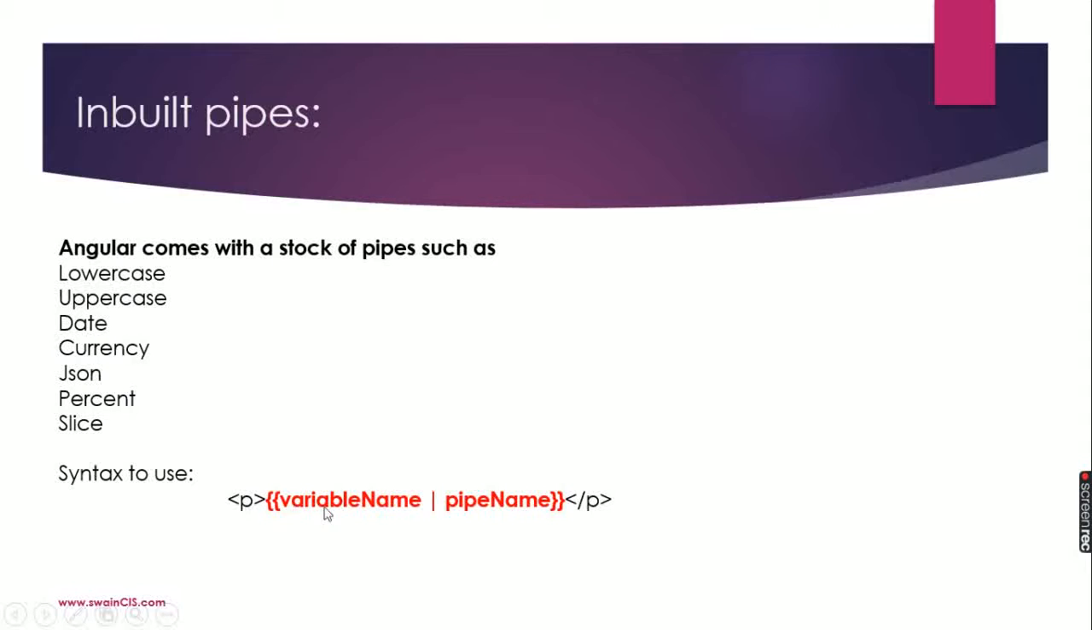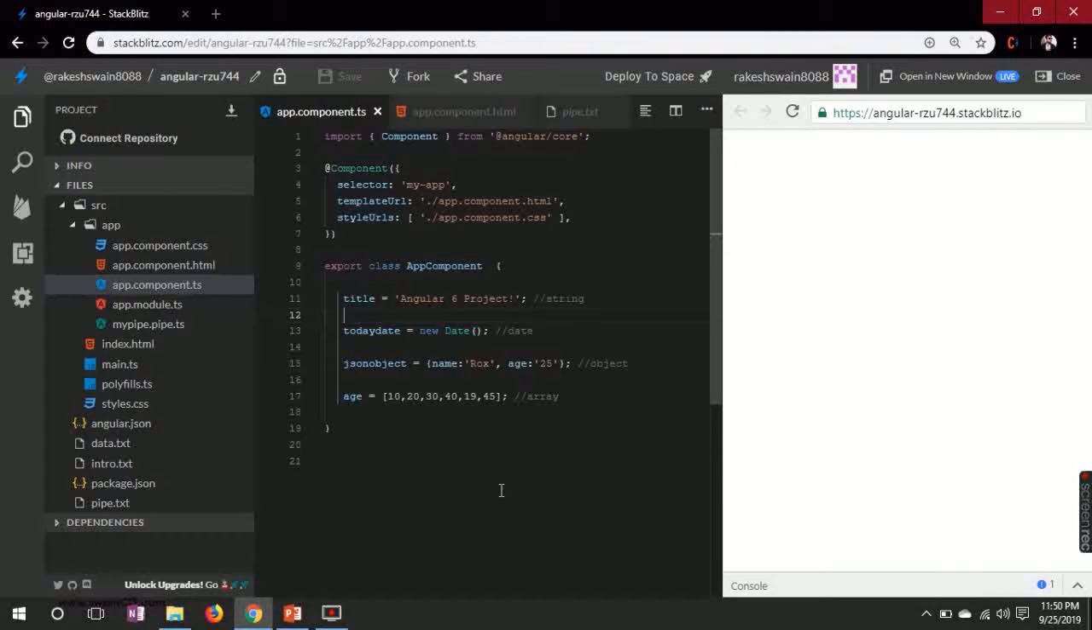The syntax is you have to use the variable name, whatever is in the TS file, then using the pipe symbol you pass the pipe name. So let's see the practical. This is my TS file and I have some variables already declared. You can see this is a string, this is a date, this is a JSON object, and this is an array. We will use all the pipes that we have in our predefined inbuilt pipes.